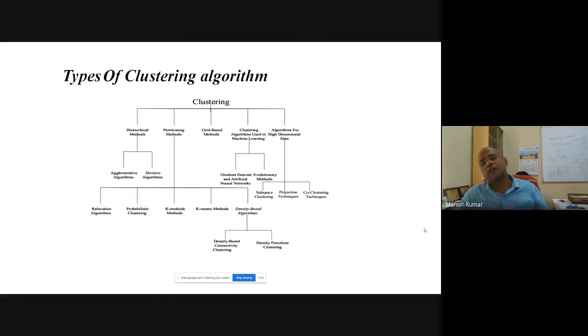Obviously, the best part is that you can choose multiple algorithms and apply your data on those multiple algorithms. You can compare the results and get the best out of it. That is what researchers normally do.